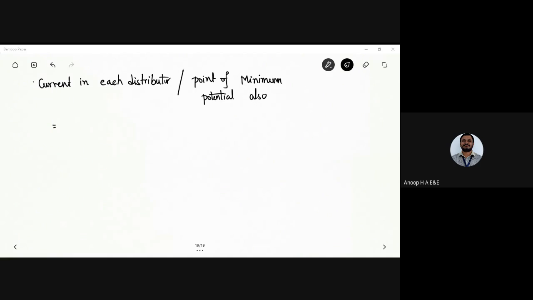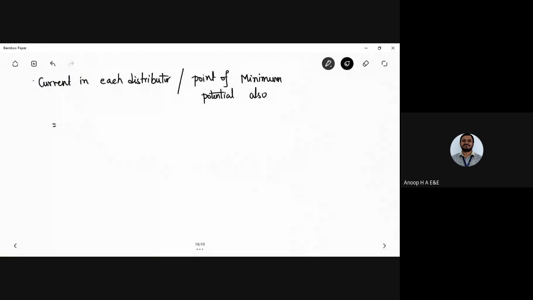Nidhishri, can you tell me what is the current in each section? So I'll be giving the current in each section. Okay, it's not a distributor, it's the current in each section. Okay, so which is nothing but IAB. That would be equal to IA only. So that is equal to 29.04 amperes.